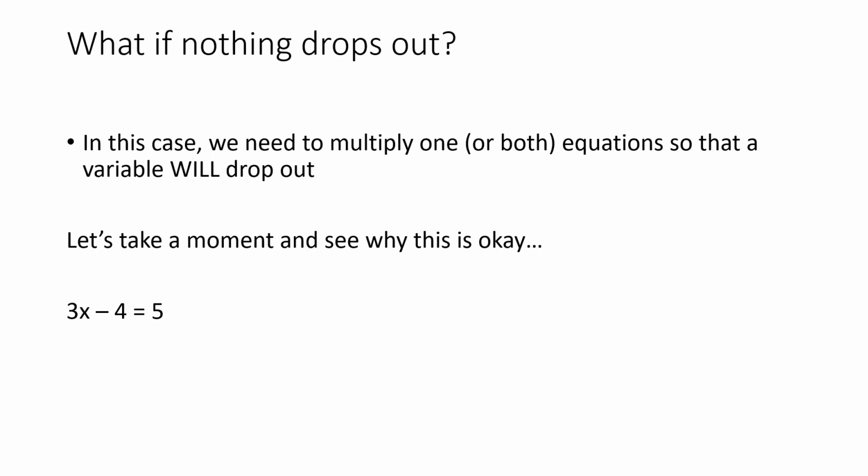Now, what if nothing drops out? Okay, so you go to add the two equations together and you still end up with an x and a y and nothing drops out. Well, in this case, we need to multiply one or perhaps both of the equations so that a variable will drop out. So I want to take a moment and see why this is okay.